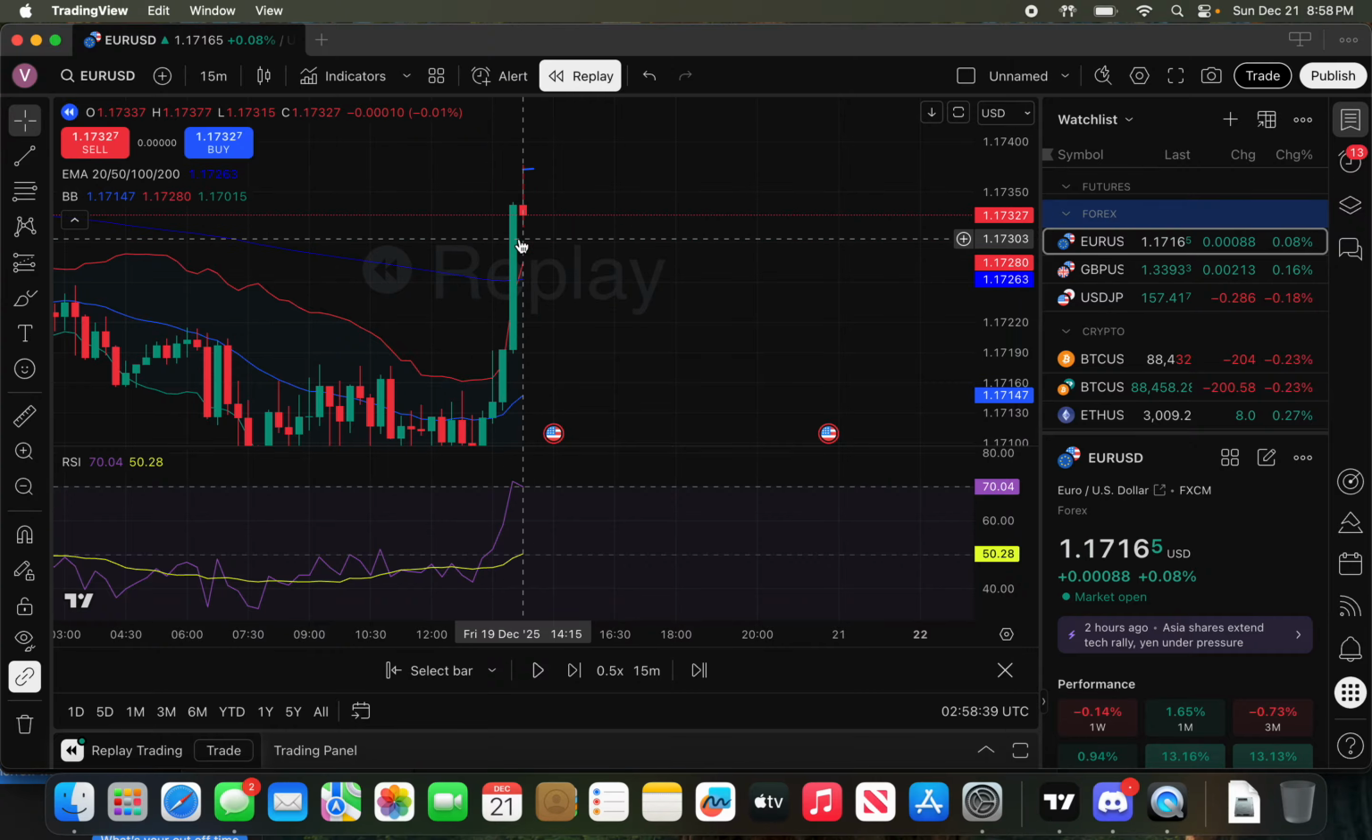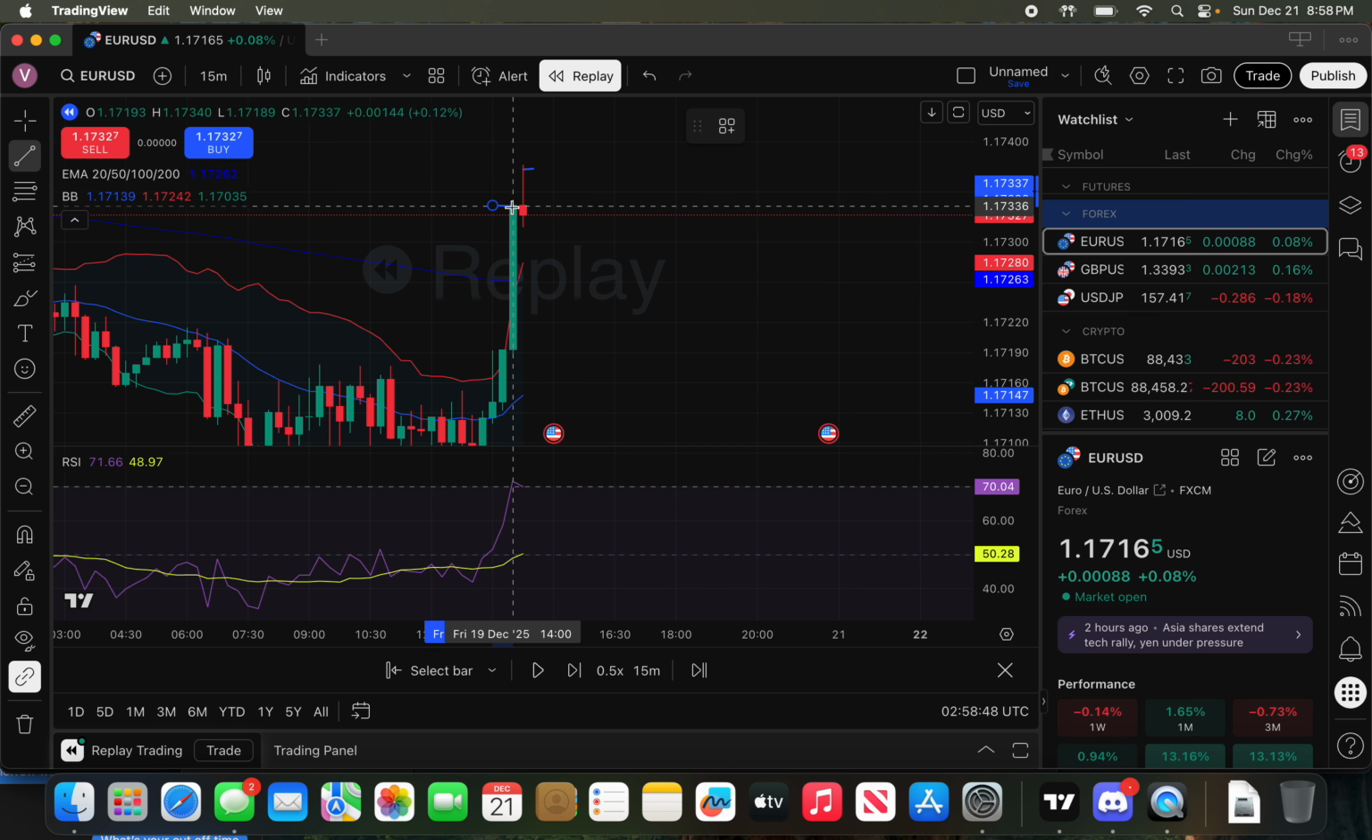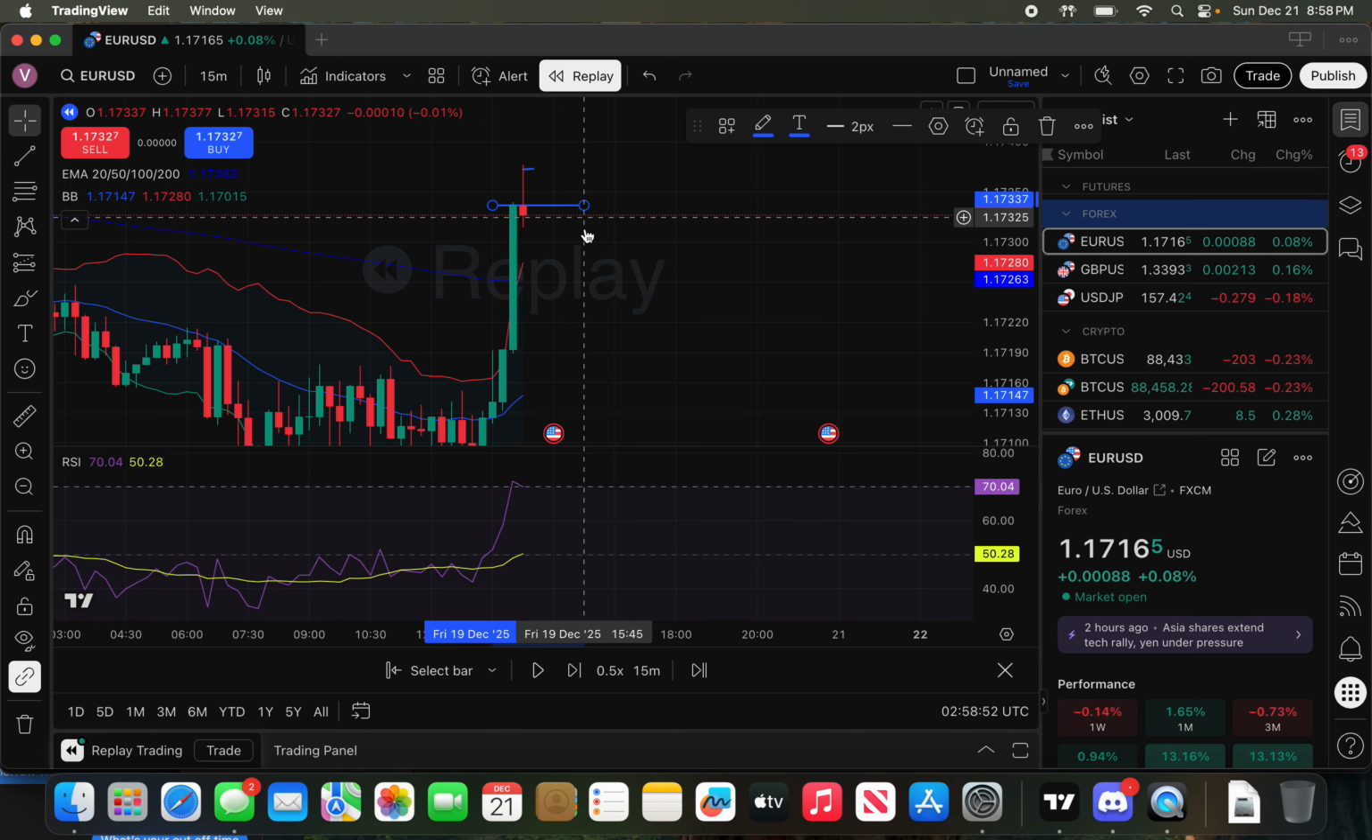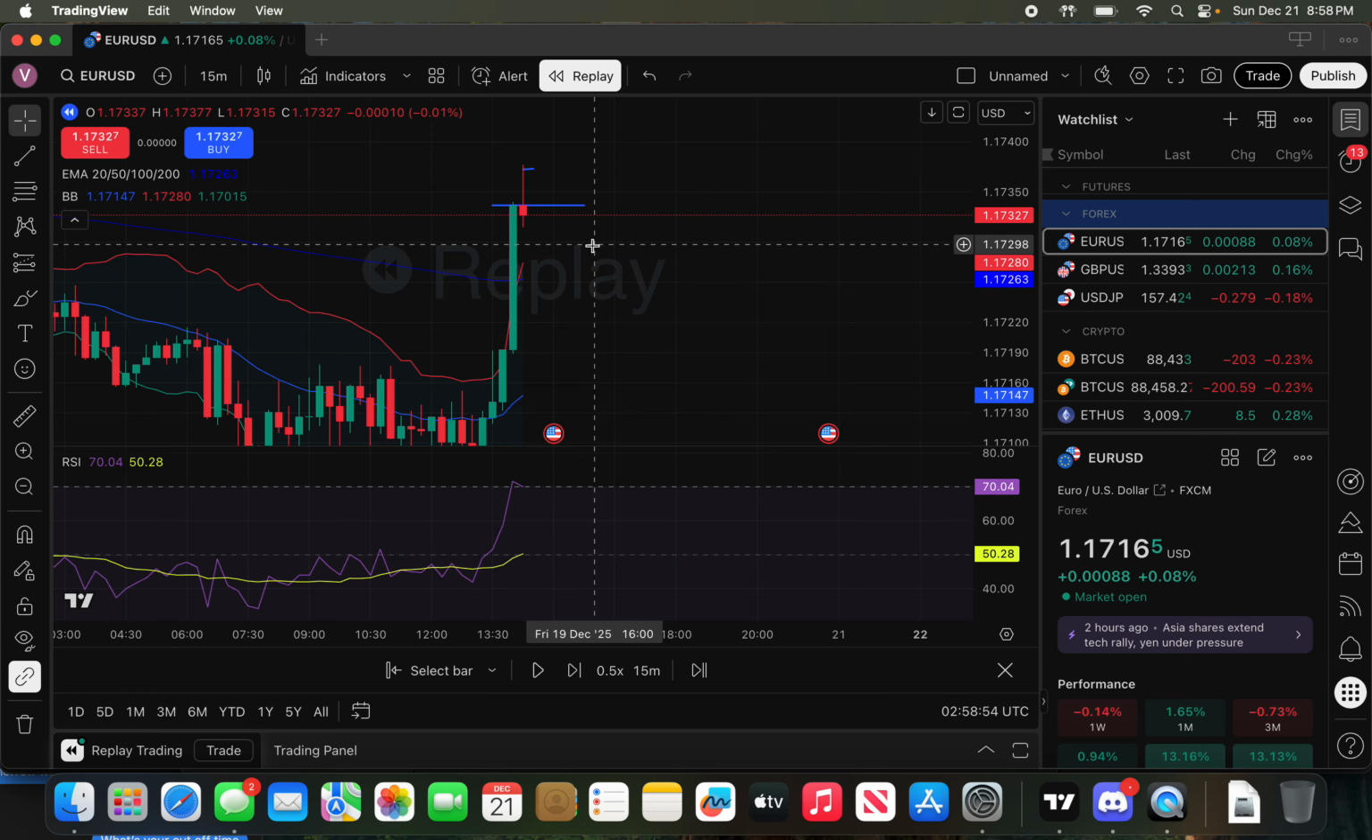So now price has established a resistance level. Think of it like a ceiling, a roof, right? So go mark that. All right, so boom, price hit resistance. Probably gonna go back down.